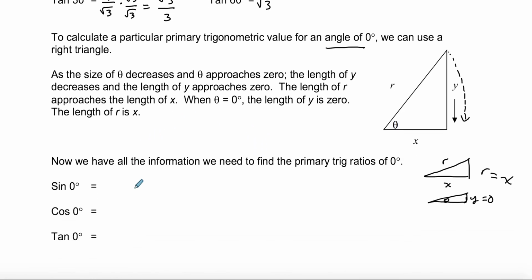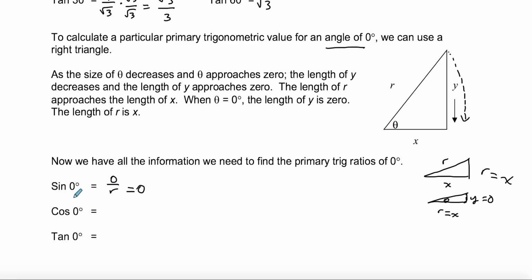If I'm thinking of the sine of 0, imagine opposite is 0 over hypotenuse, where r equals x down here. So that could be just r. 0 divided by r is just 0.